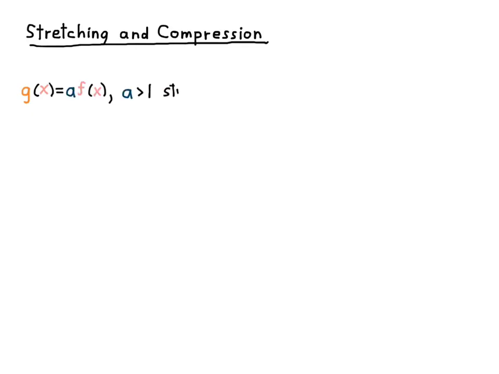Another kind of transformation that we can perform on these functions is a stretching and compression. So if g of x equals a times f of x, where a is greater than 1, then we are stretching f. To get g, we're stretching f by a factor of a. So like if a is 2, then we're stretching f by a factor of 2. So what that means is every y value will be twice as high. If a is 3, it'll be 3 times as high. If a is a half, it'll be 1/2 as high.